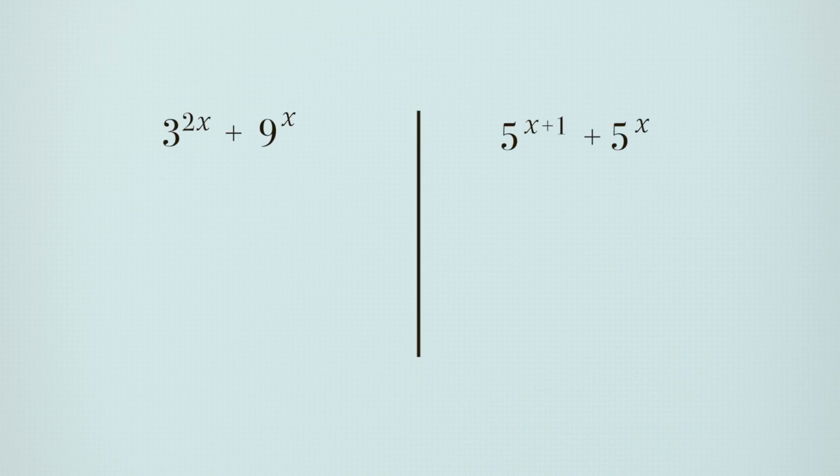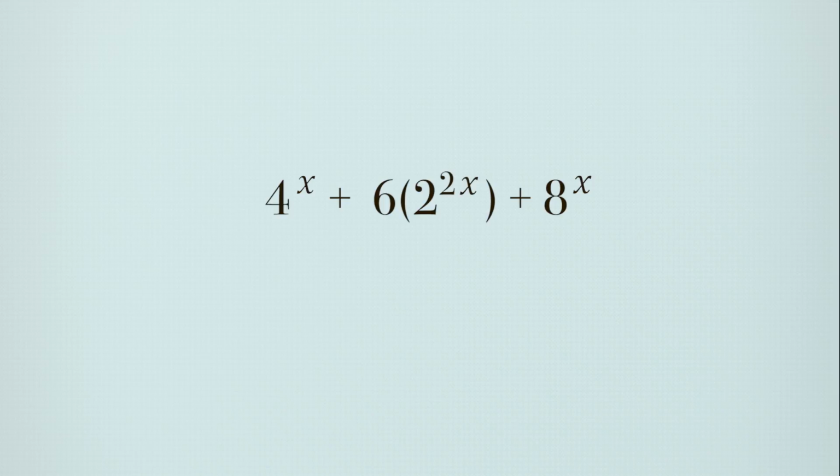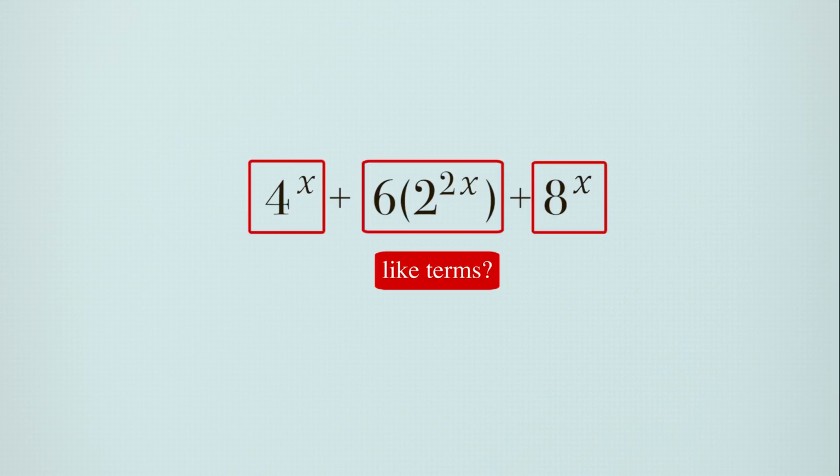So, what have we learned? To add terms in index form, we need to have like terms in order to simplify the expression. Finally, let's apply what we have learned. How do we simplify this expression? Always check if they are like terms.